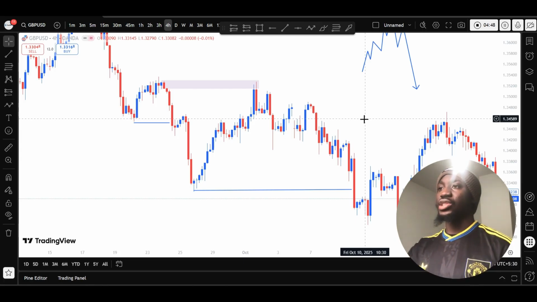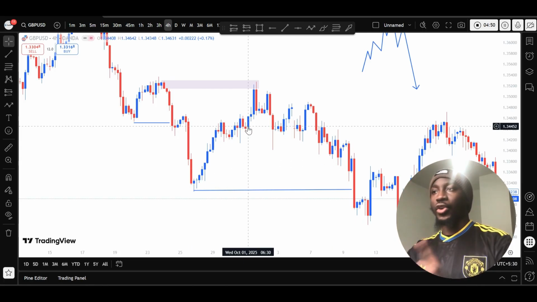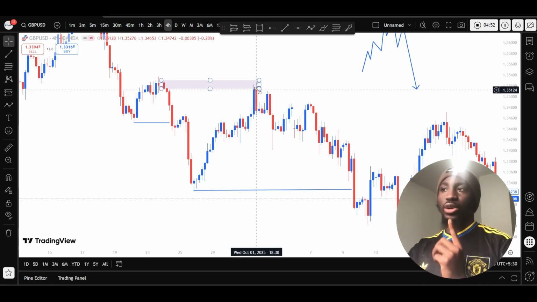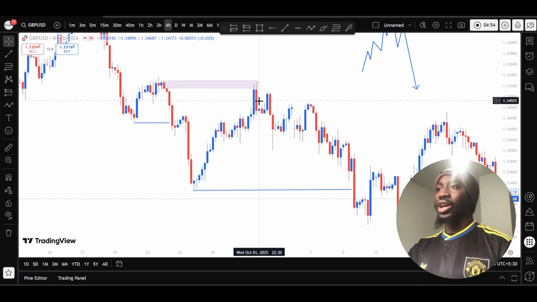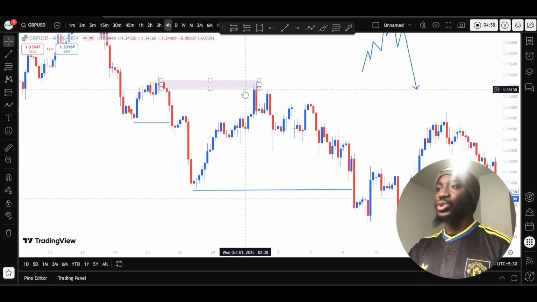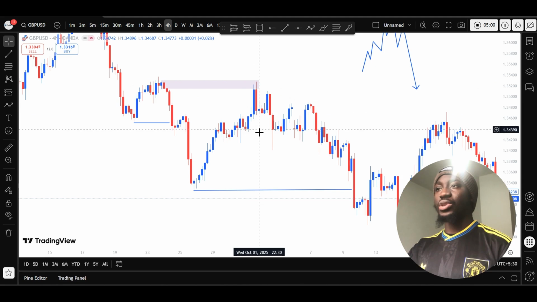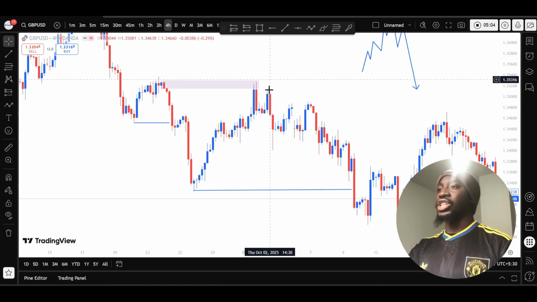So one of the confluences you need to watch out for is your pullback. Your pullback has to be corrective to your POI before you take your trade. The second confluence is your candlestick reaction. How does it react around your POI? Did it react impulsively or correctively? And the third thing you need to watch out for is your change of character.